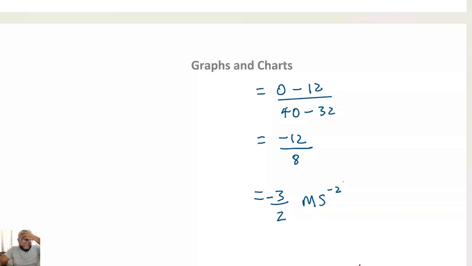Now, how this is negative here, would this be an acceleration or a deceleration? Deceleration.